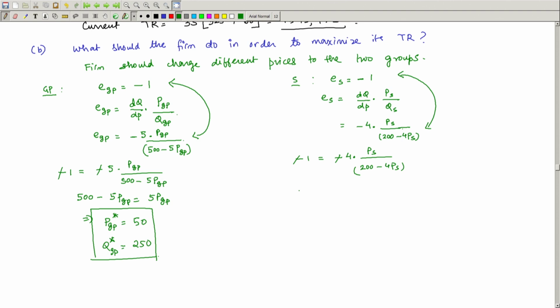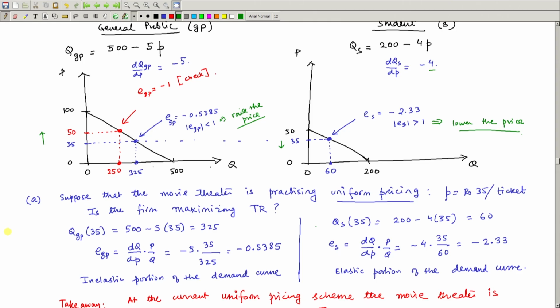So, if I again do the simplification, I have 200 minus 4 P_S equals 4 P_S, so 8 P_S equals 200. So, P_S star equals 25, and the corresponding Q_S star, you will know, is 200 minus 4 times 25, which is 100, right. So, what we have here is that we said we should lower the price, which is exactly what we are doing here.